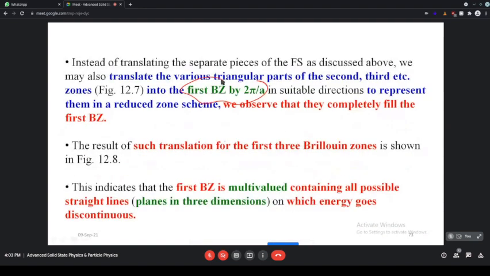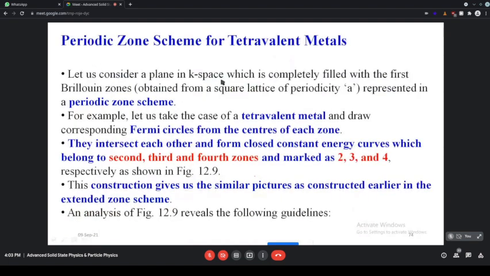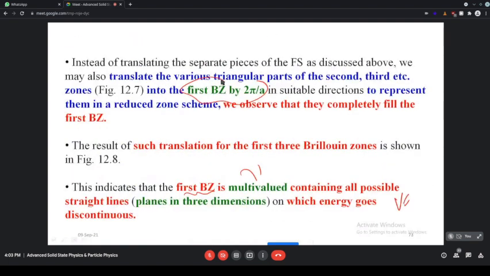Therefore, we can say the first Brillouin zone is multi-valued. In the first Brillouin zone, we can represent all possible zones: second zone, third zone, and so on. There will be discontinuity if the potential is not equal to zero, or whenever this Fermi surface touches the zone boundary, there will be discontinuities or distortions. Okay, that is what I am covering today.